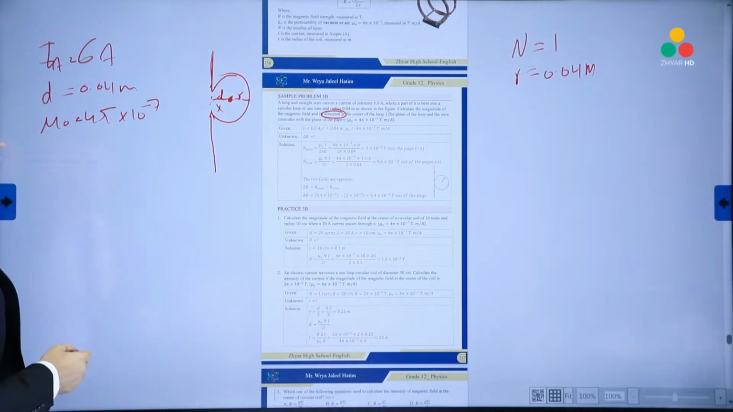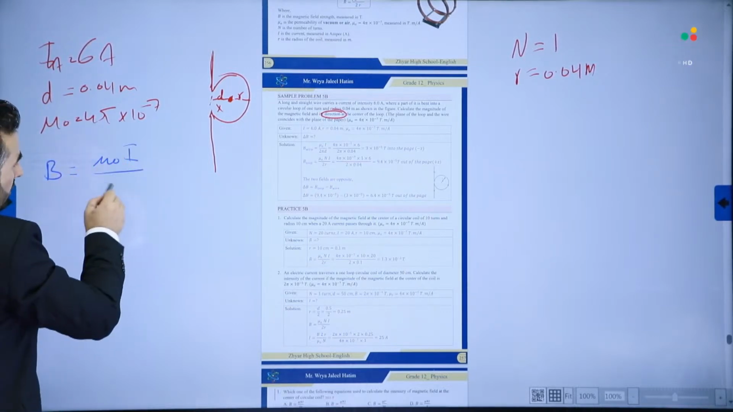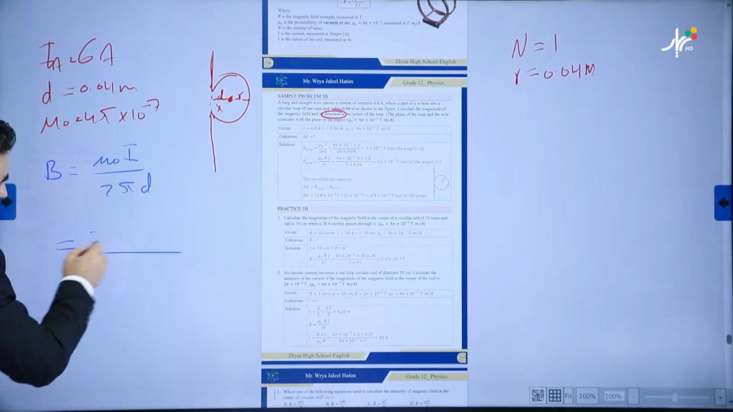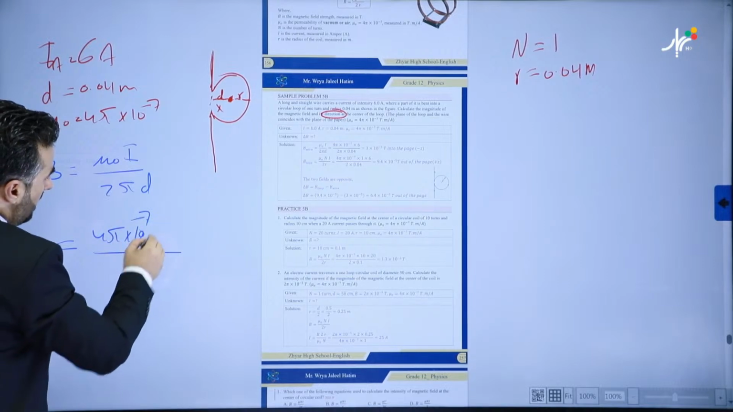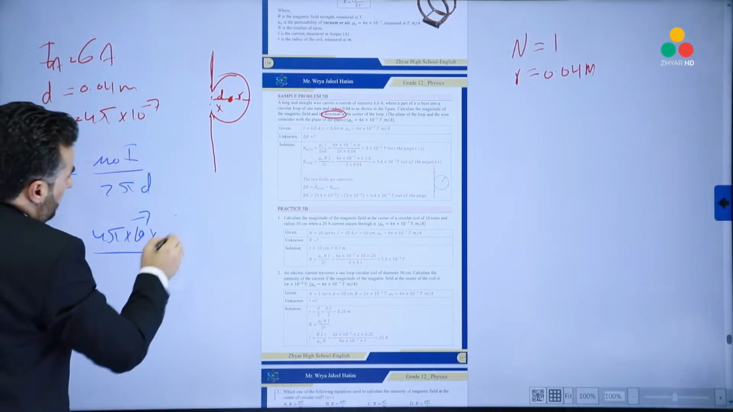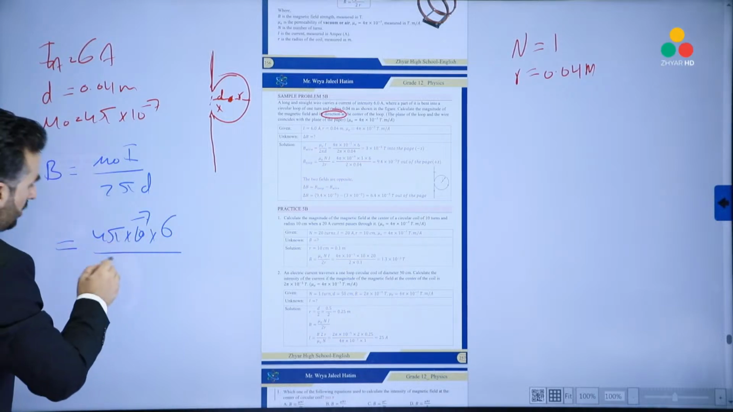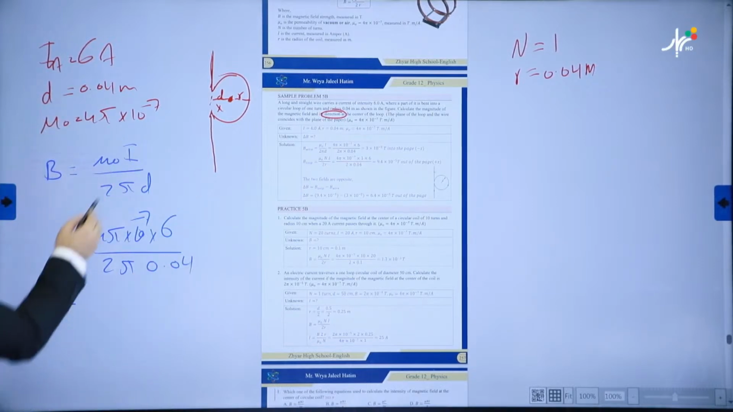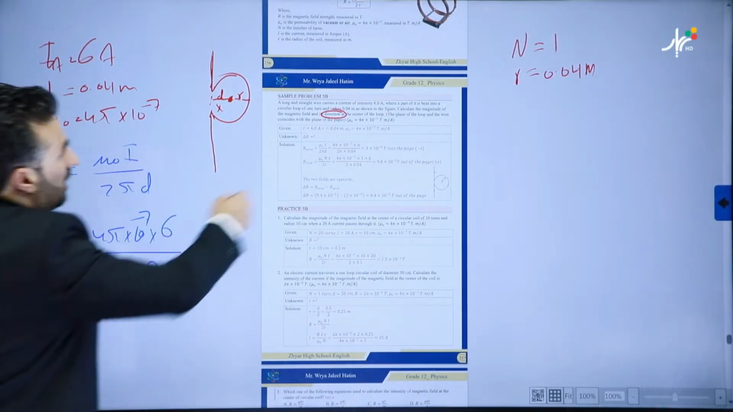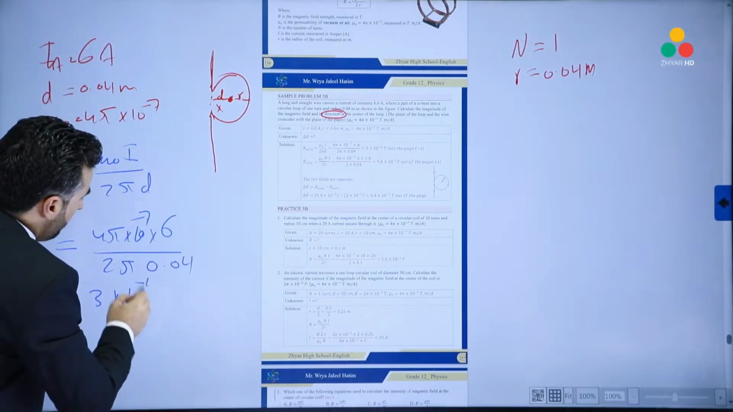So how do you find the magnitude of the magnetic field for the wire? For the wire, B equals mu naught I over 2 pi d. So mu naught is 4 pi times 10 to the power negative 7, times the current, which is 6 amperes, divided by 2 pi times the distance, which is 0.04 meter. Using a calculator, the value equals 3 times 10 to the power negative 5 Tesla.